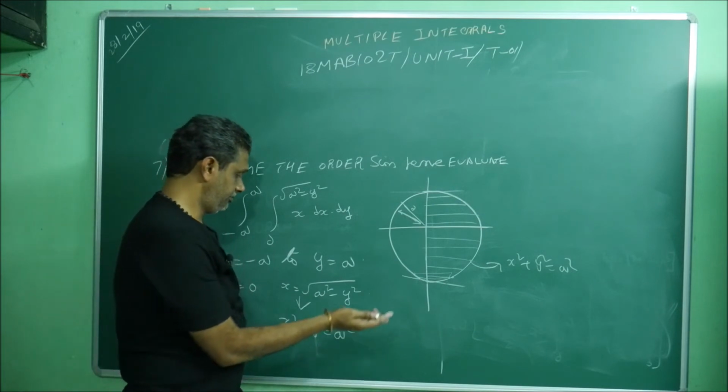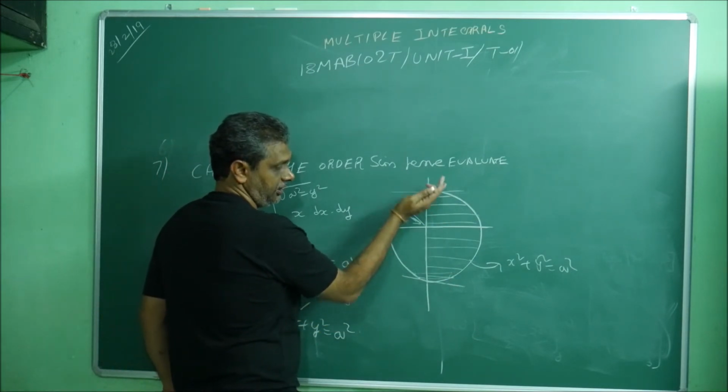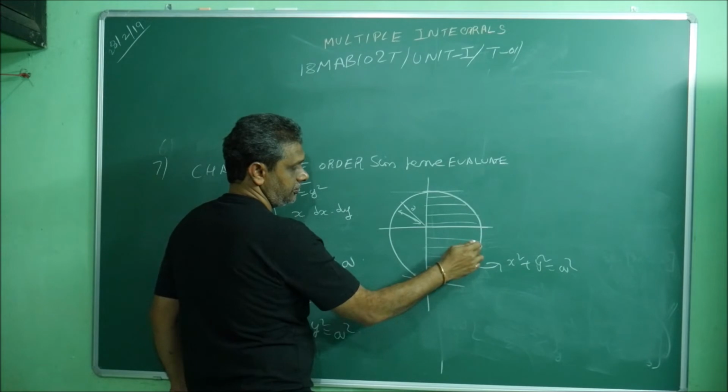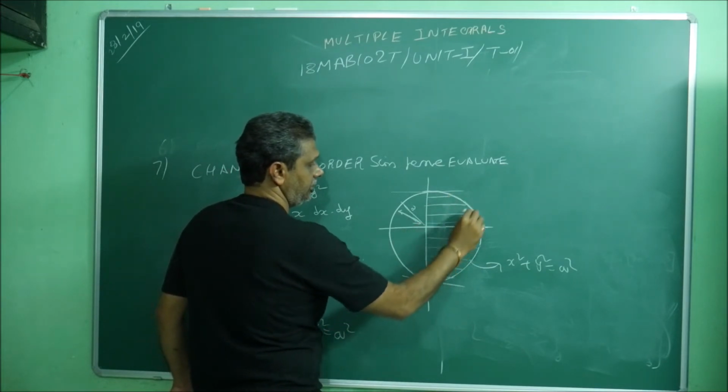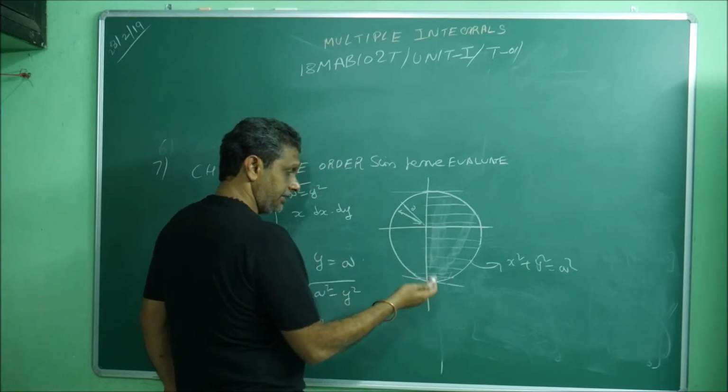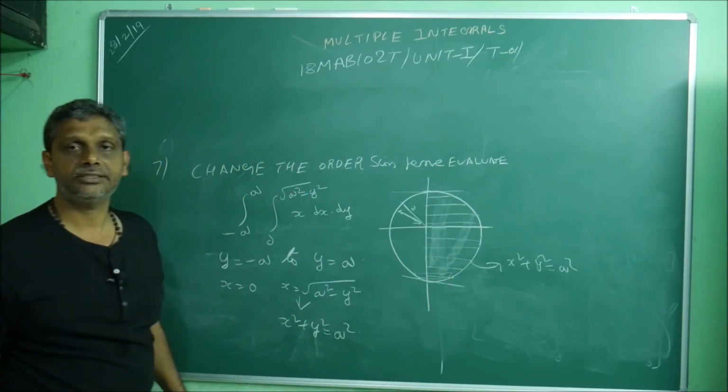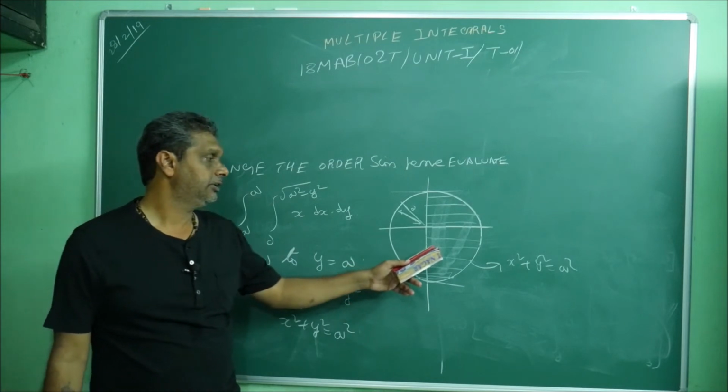So how am I traveling y? Minus a to a fully, but x is 0 to what? 0 to this, touching the circle. So this area only you can find. These are the given limits, obtained by drawing the y constant.